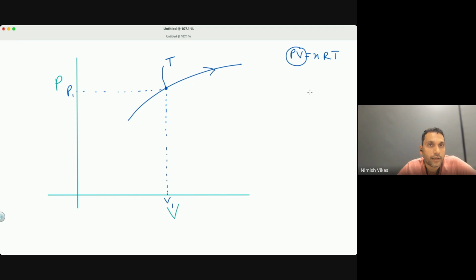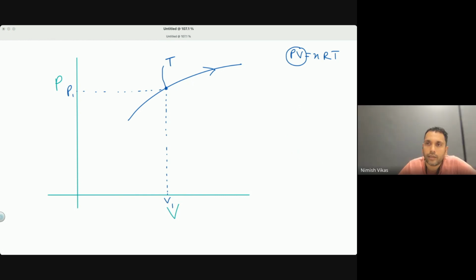In a PV diagram, all three readings are there. In fact, in a VT diagram, PT diagram, or PV diagram, any two are used, and the third reading is also there using PV is equal to nRT. Sometimes questions come: convert this diagram to a PT diagram. Is that clear that we have all readings? Is that clear, guys?